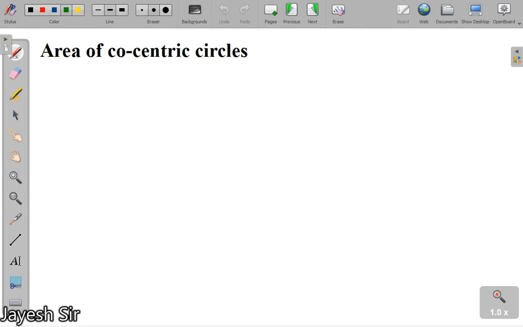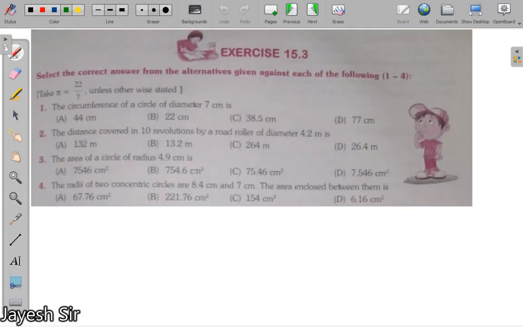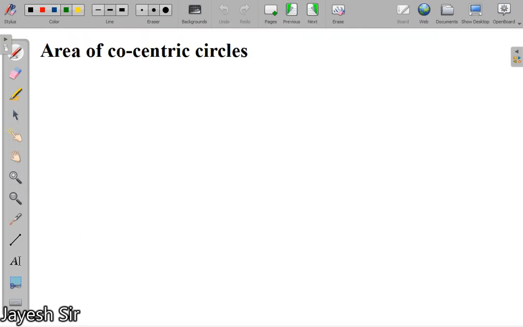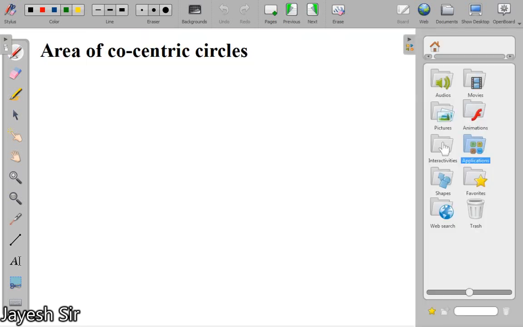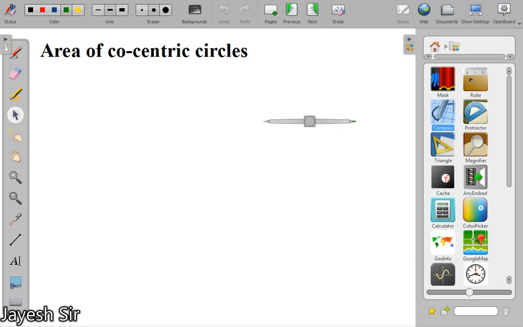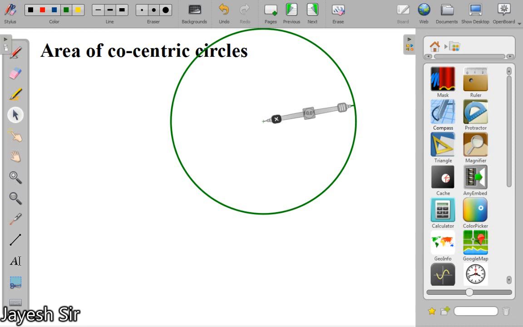Tomorrow we are going to start exercise 15.3, but before starting that, I will introduce some more formulas of circle. Exercise 15.3 is related to circles. I have already given you the area of circle. There are a few more formulas that you might require. So I will first of all draw a figure.